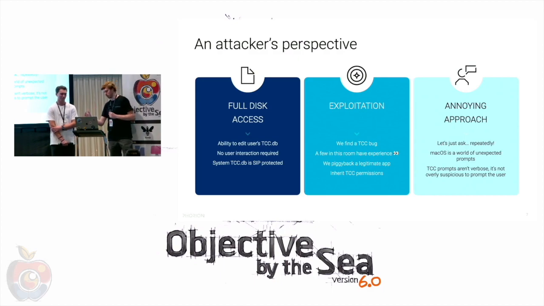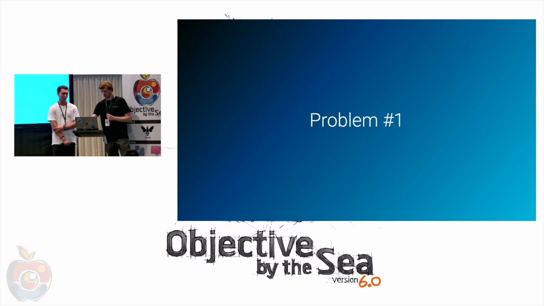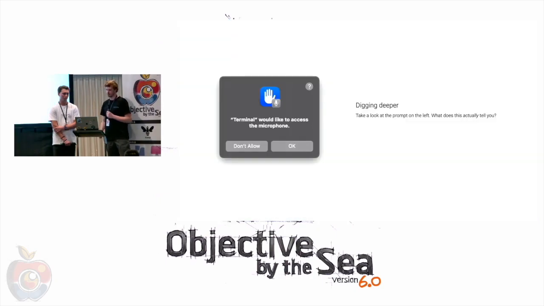And as I'll go on to say in a second, TCC prompts aren't the most verbose, so it's kind of hard to work out actually what you're seeing. Okay, problem number one. What does this actually tell us? So, "Terminal" would like to access the microphone. I like that it puts terminal in quotes. That's a good precursor to what I'm about to say. Yeah, it's hard to know what this actually means.